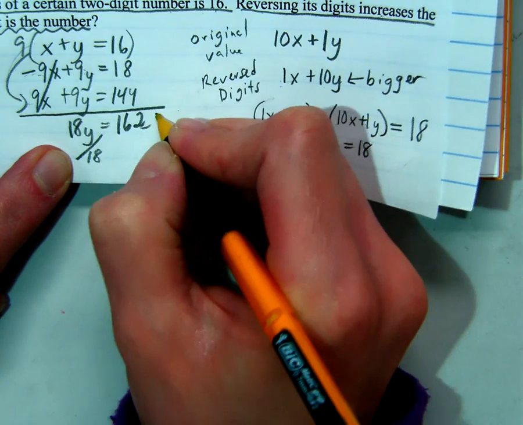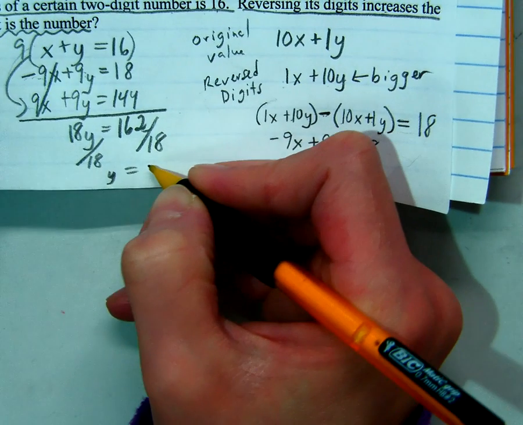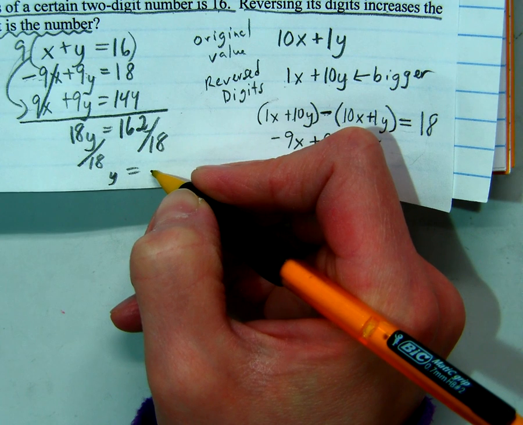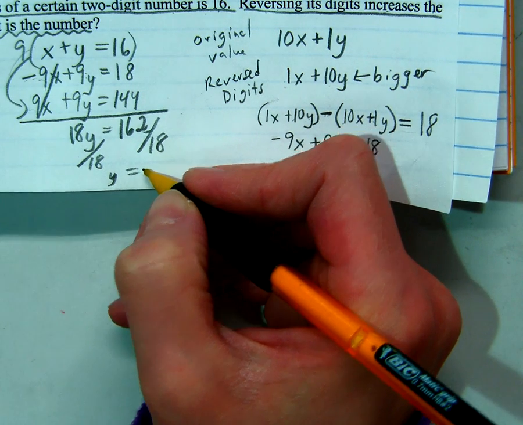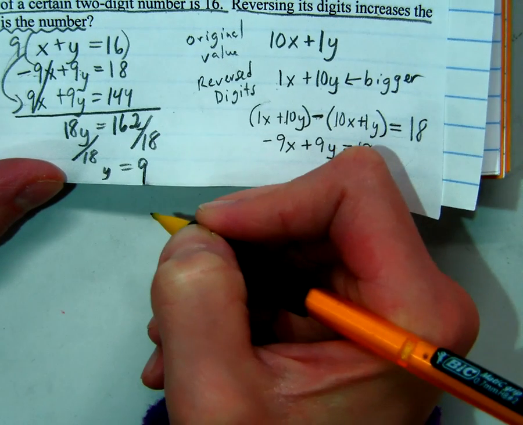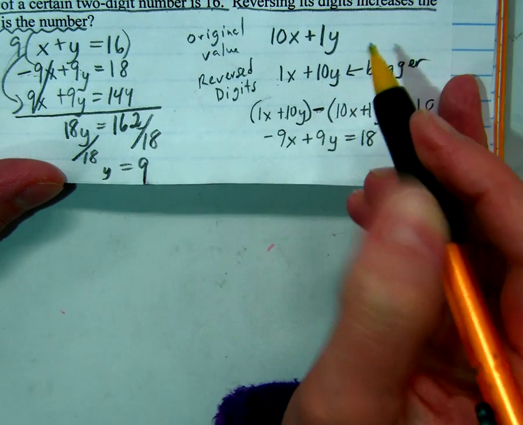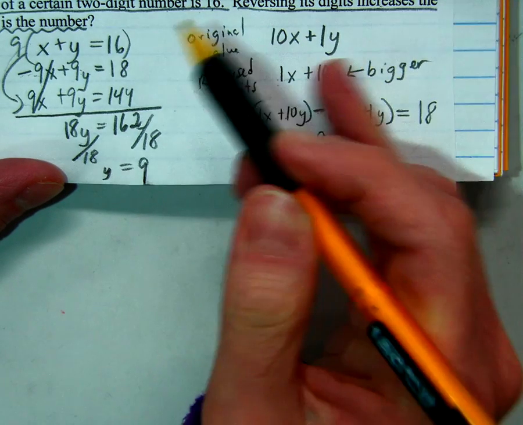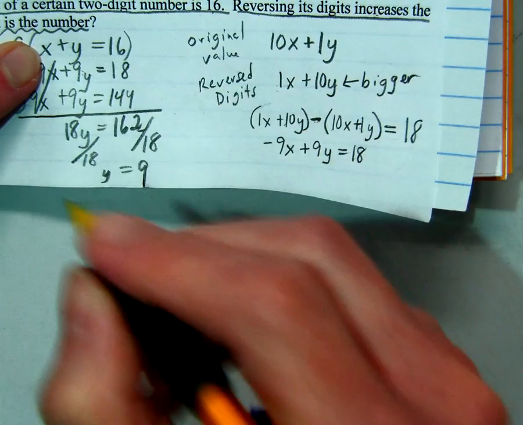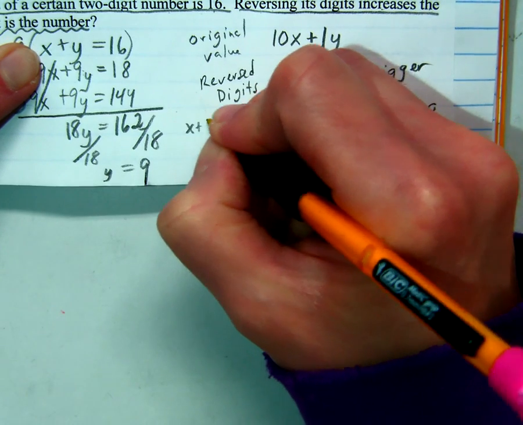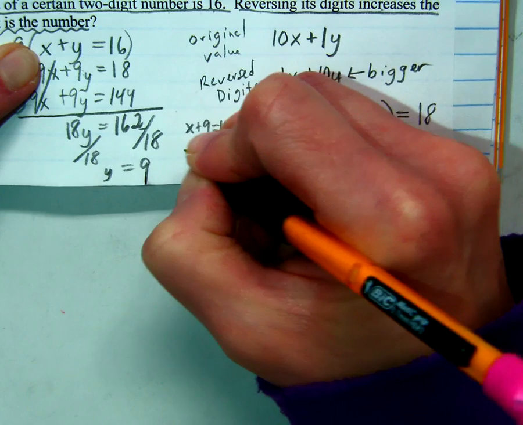Divide by 18, divide by 18, we get y equals 9. So that's one of my digits. And then I can figure out what the other digit is by using x plus y equals 16, which would be the easiest one. So I know that x plus 9 is 16, and you can subtract 9 and get x equals 7.